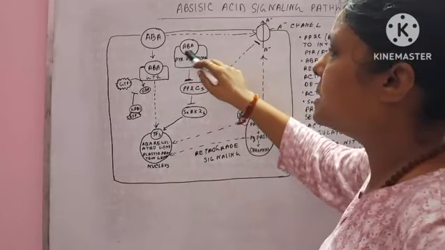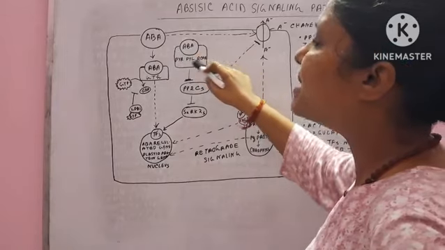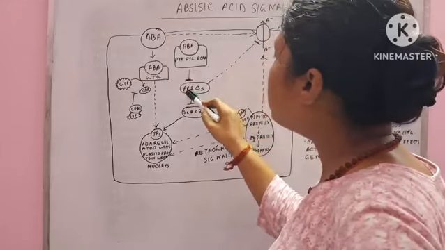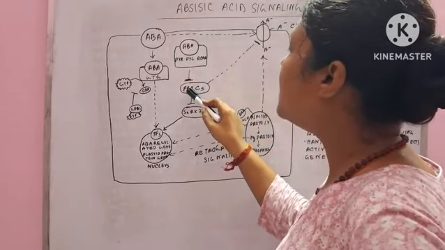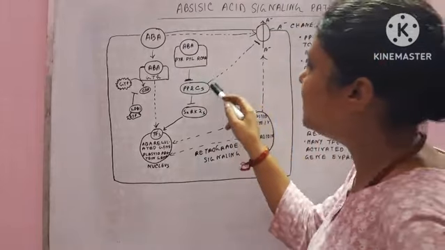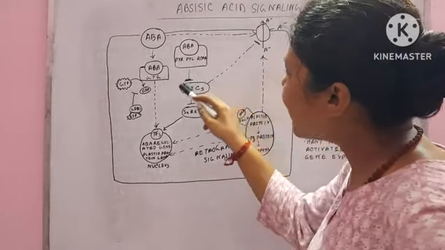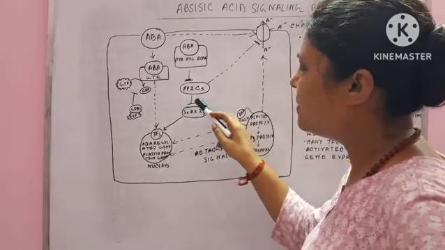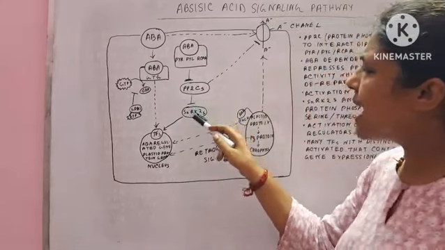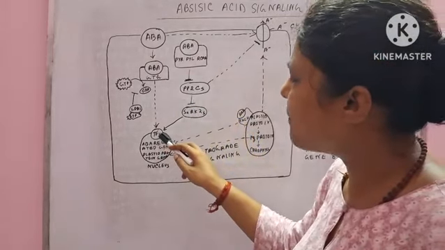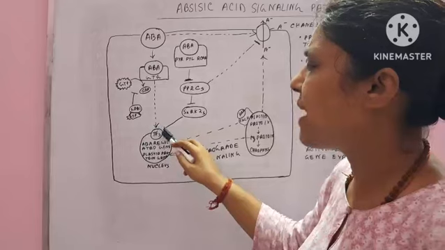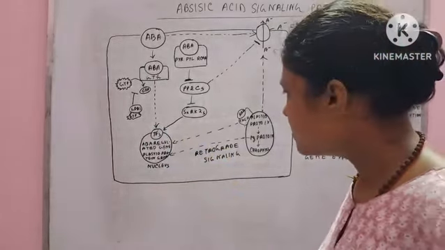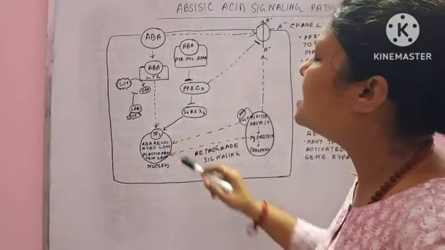These are the receptors and members of the receptor family. This is the pyrabactin receptor. Here the PP2C, a protein phosphatase, is affected, and due to this, SnRK2s become activated. Clear? And due to their activation, the TFs, the transcription factors, also become activated, and gene expression is seen.